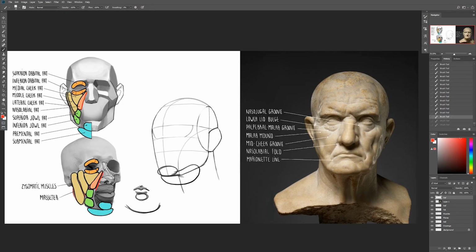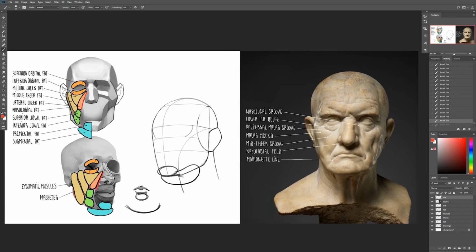Now, of course, right below the eyelids, we will have the inferior orbital fat right here. And this fat pad is going to create a groove that is called the palpebral malar groove. And it's going to limit the pocket of your eye. So this is going to be a pretty important line, once again, that a lot of people would have. And then right below that, just like with the malar mound right here, we have a groove and then a mound. We'll have the palpebral malar groove right here, and then the lower lid bulge, which is what a lot of people refer to as the pocket under your eyes.